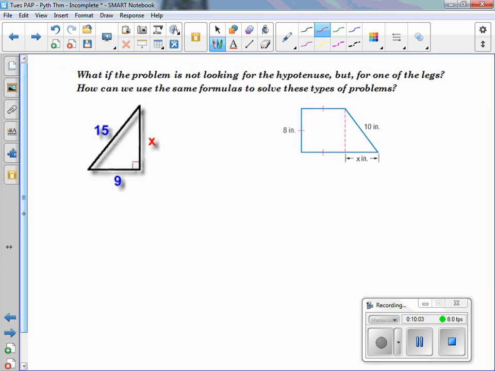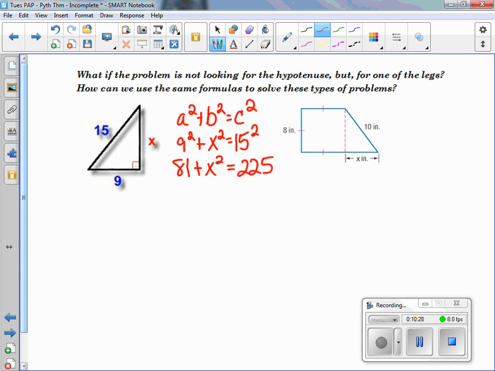So now we're moving on to finding a leg. This one gives us the hypotenuse, but we don't have the leg. We're still going to go to our Pythagorean theorem. And I'm going to plug 9 in for a, and I don't know the other leg, so I'm going to put an x. But I do know my hypotenuse. I'm still going to go through and simplify. This is 81 plus x squared equals 225. Except now I have an equation to solve.